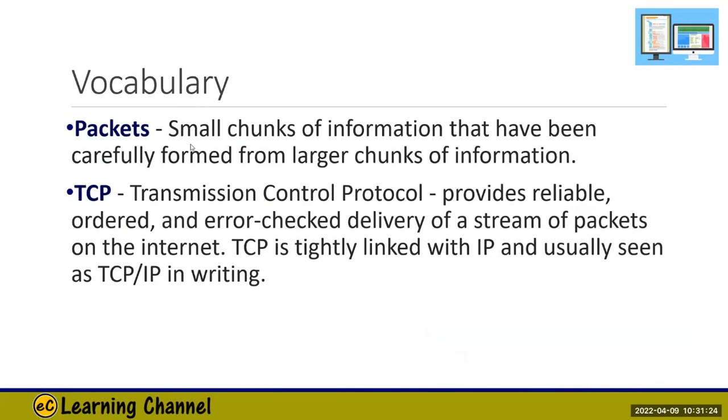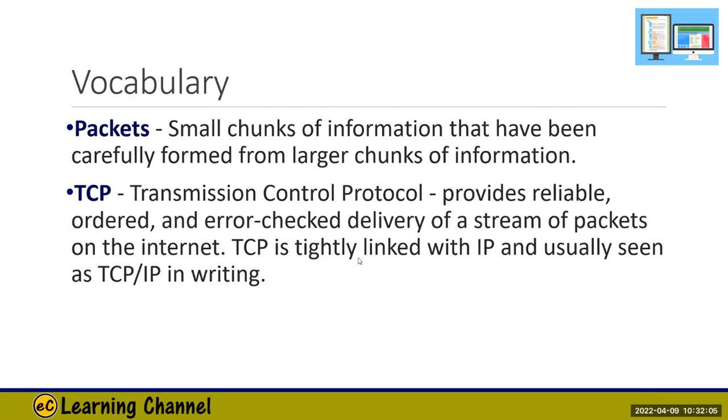So a packet is a small chunk of information that has been carefully formed from a larger chunk of information. That's actually called packets. And then a package is actually being cut from a big chunk of information at the TCP level. And TCP is Transmission Control Protocol. This is one of the two important protocols in the transport layer. The other one is called UDP. This one provides reliable, ordered, and error-checked delivery of a stream of packages over the internet.